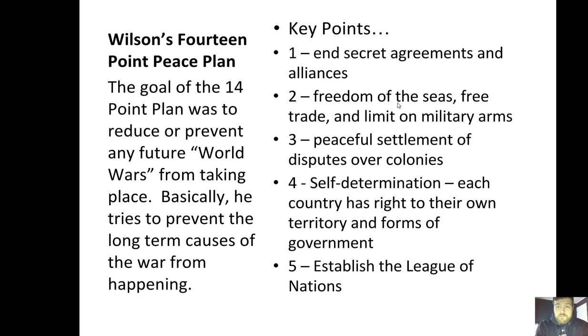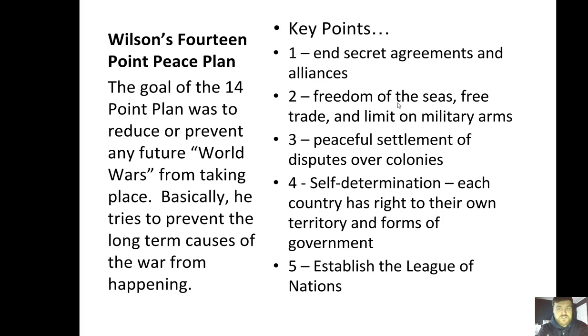The third key point, peaceful settlements of disputes over colonies. So this kind of alleviates the imperialism issue. Remember the race for resources, when you had these imperial powers taking over smaller countries, telling countries how to run their governments. That never set well with different countries. That was the long-term build-up to World War I. So let's try and resolve those imperial issues peacefully. Let's give the sovereignty and authority back to those nations that are being imperialized. That'll sort of alleviate some tensions and some resentment towards those imperialist countries.